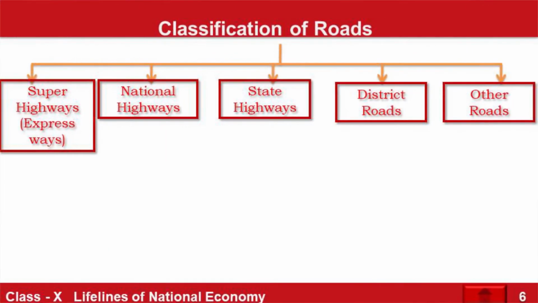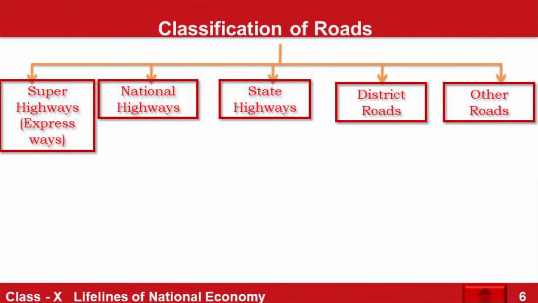So the first paragraph is talking about the growing importance of roadways. Here we have A, B, C, D, E, up to F. We have 5 points which I have just discussed with you. Please write down the importance of roadways. Next, write down the types of roadways in India.